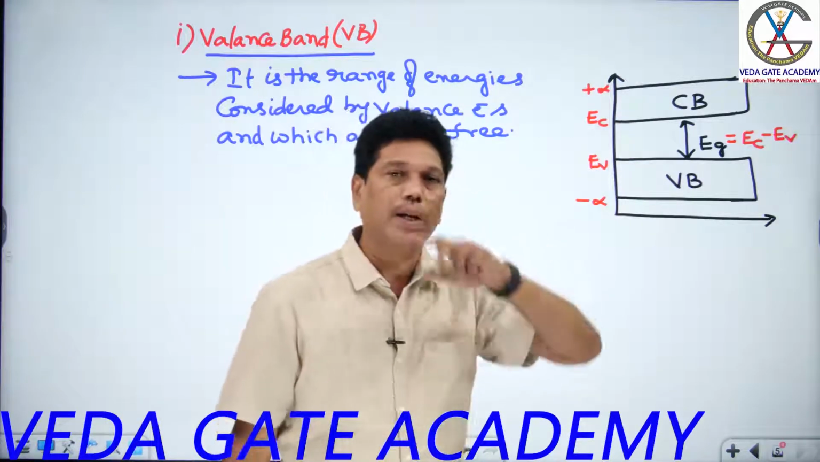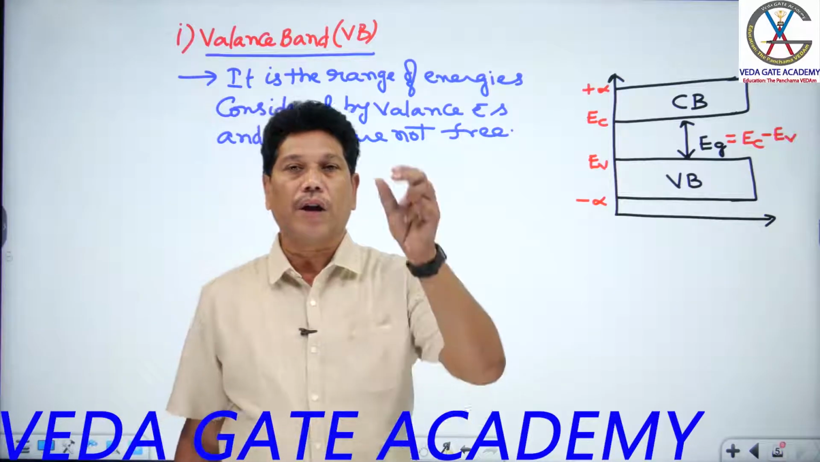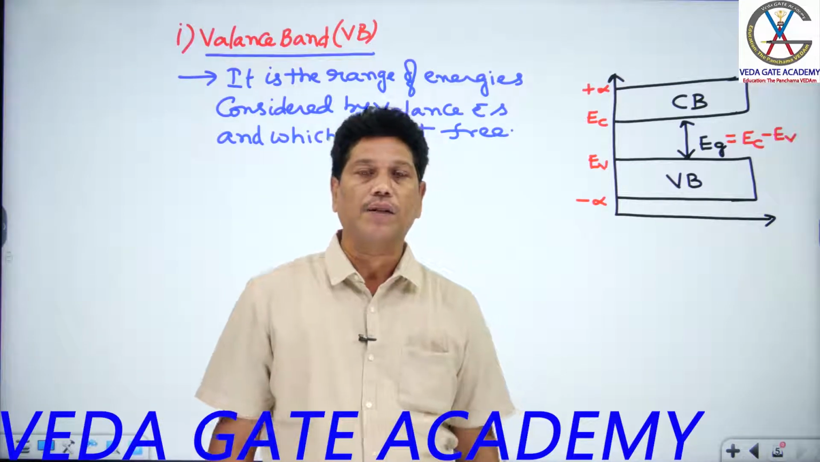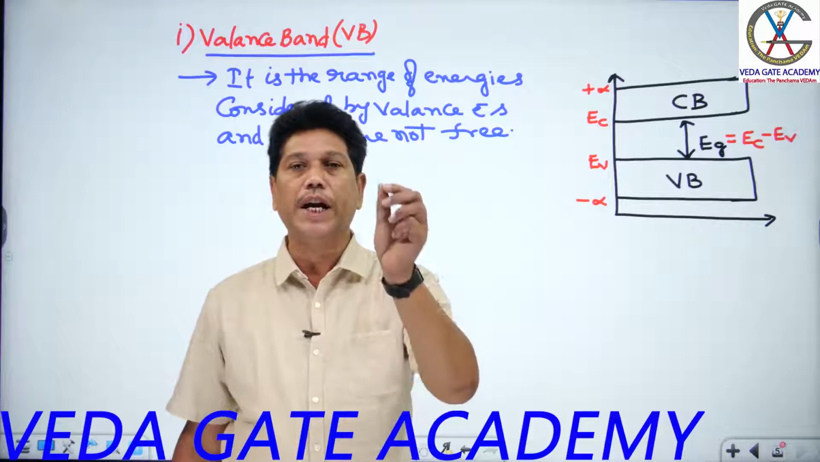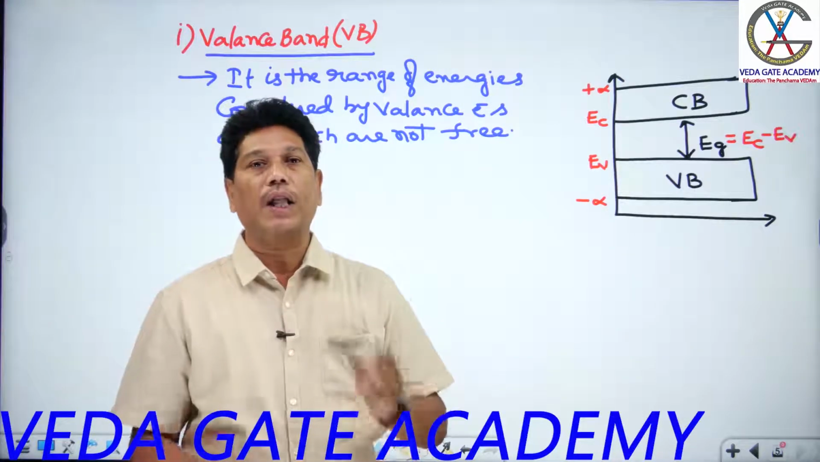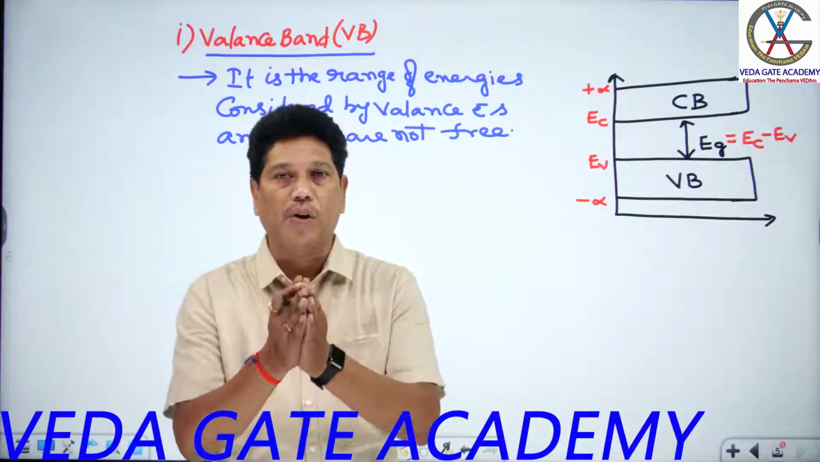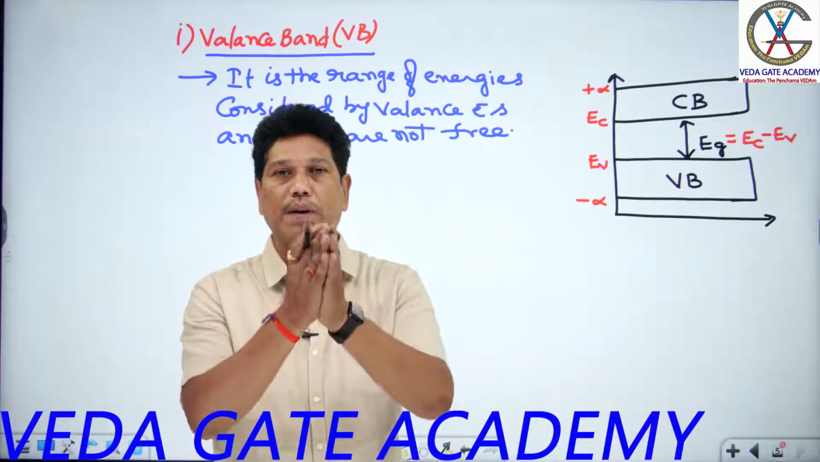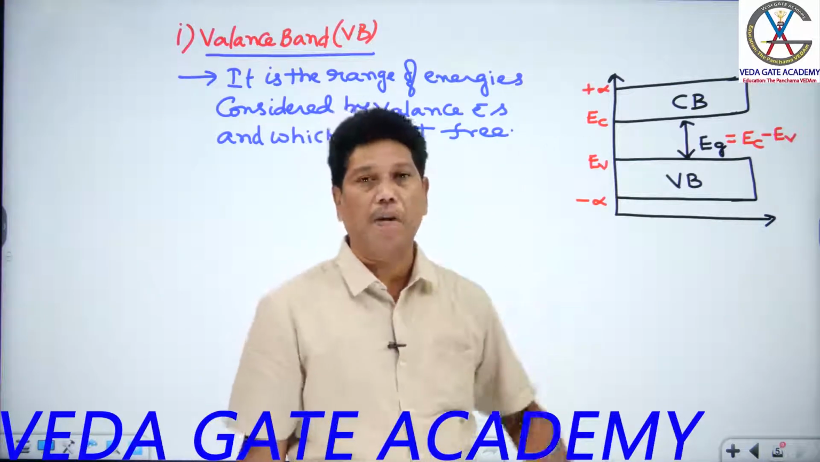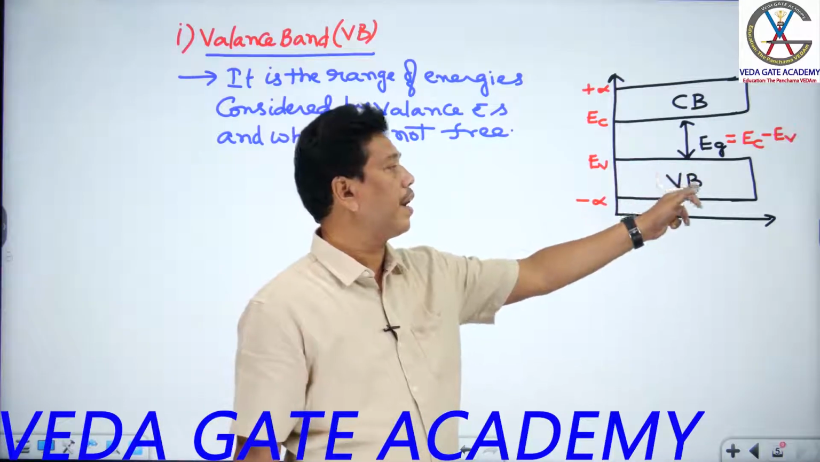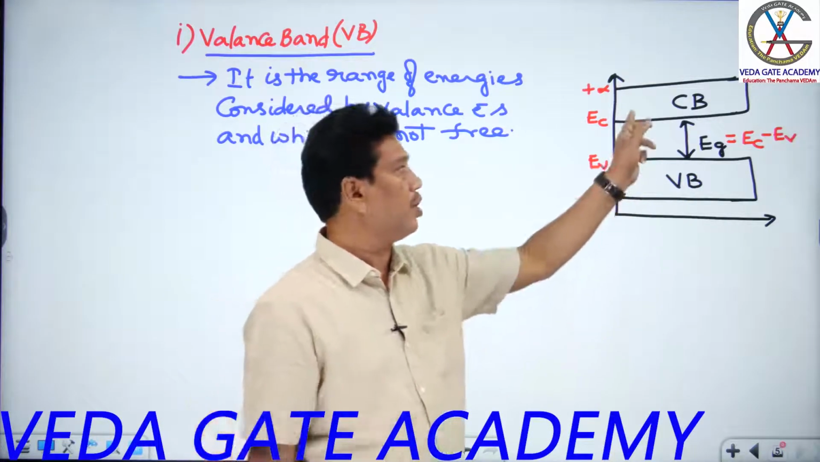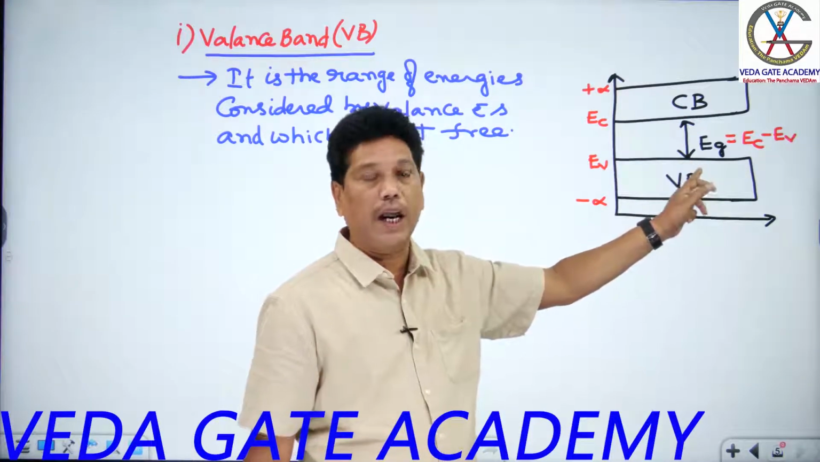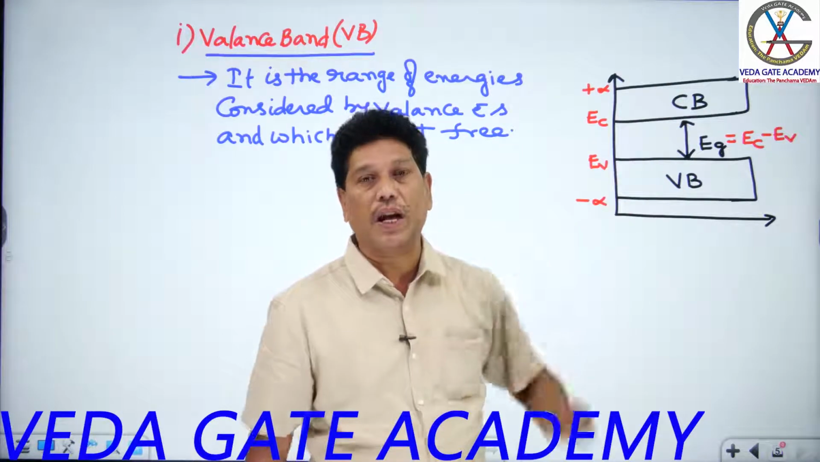Sir, what is the other one? Conduction band. Conduction band is the range of energies considered by conduction electrons. Sir, who are called conduction electrons? Conduction electrons are those which are 100% free from the effect of the nucleus. The range of energies considered by such conduction electrons is called the conduction band. So in our language, the valence band is the zonal area related to valence electrons, which are not free, and the conduction band is the zonal area related to conduction electrons, which are free. One belongs to bound electrons, the other to free electrons.